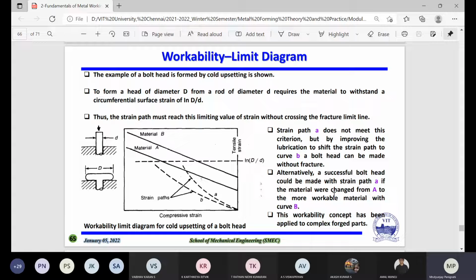Alternatively, a successful bolt head could be made with strain path A, if the material were changed from A to B. So in another way also you can make it. Instead of material A, if you change to material B, maybe with strain path A also it is possible. Right? Is it clear? In two ways we can make it.